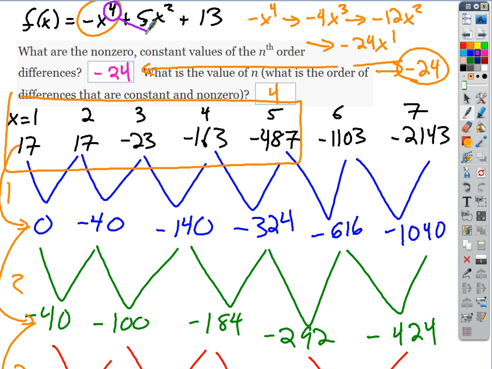So when you do these on the homework, feel free to use that trick. You don't have to make the table. Okay, but you are going to have some of them where you have to. You're given the table, and you got to find the polynomial. Okay, does that make sense? All right.